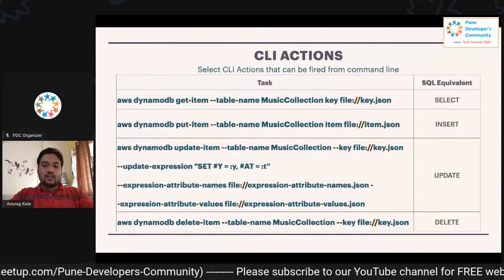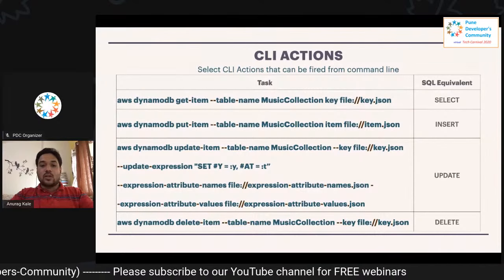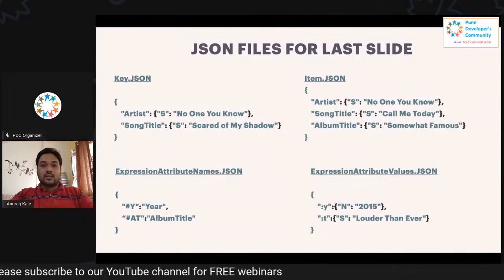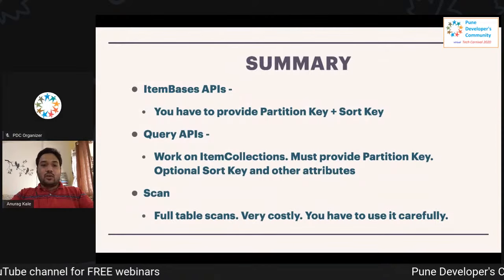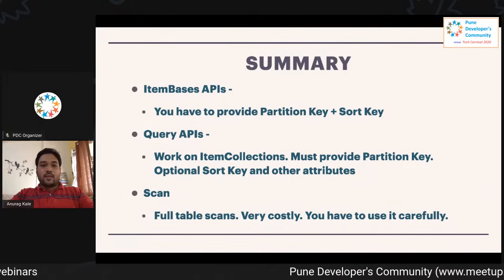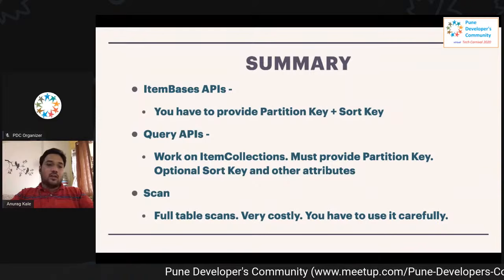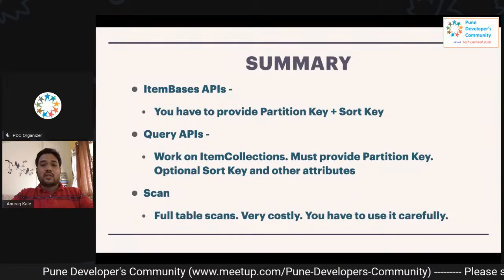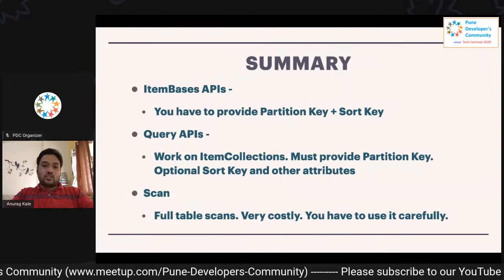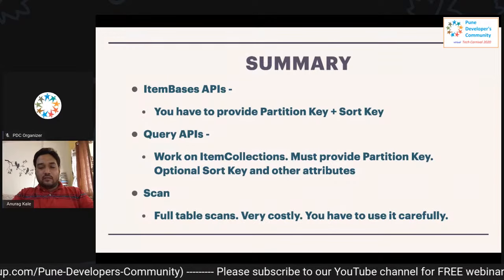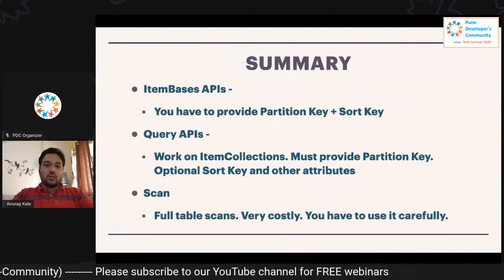Now similar things exist for query and scan as well. So what are query and scan? Let's take a quick look at it. We just saw item-based APIs. The one caveat of item-based APIs is you always have to provide the partition key and sort key. Sort key if present, and if not, the partition key alone is enough.